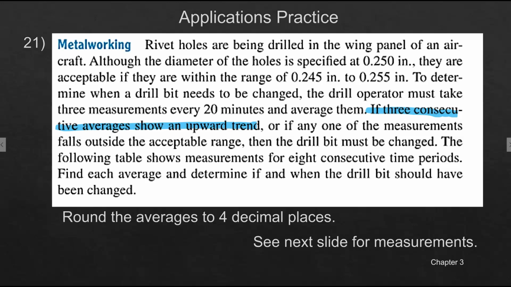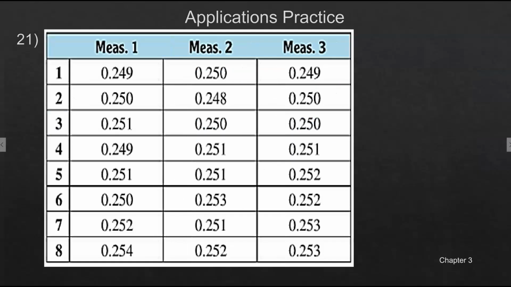Or if any of the measurements falls outside the acceptable range. Let's see. And the acceptable range was this, so we can look at that when we look at our chart. So the table is going to show the measurements for 8 consecutive time periods, and we're going to find the averages of each time period. All right, so this will take us a little bit of time.